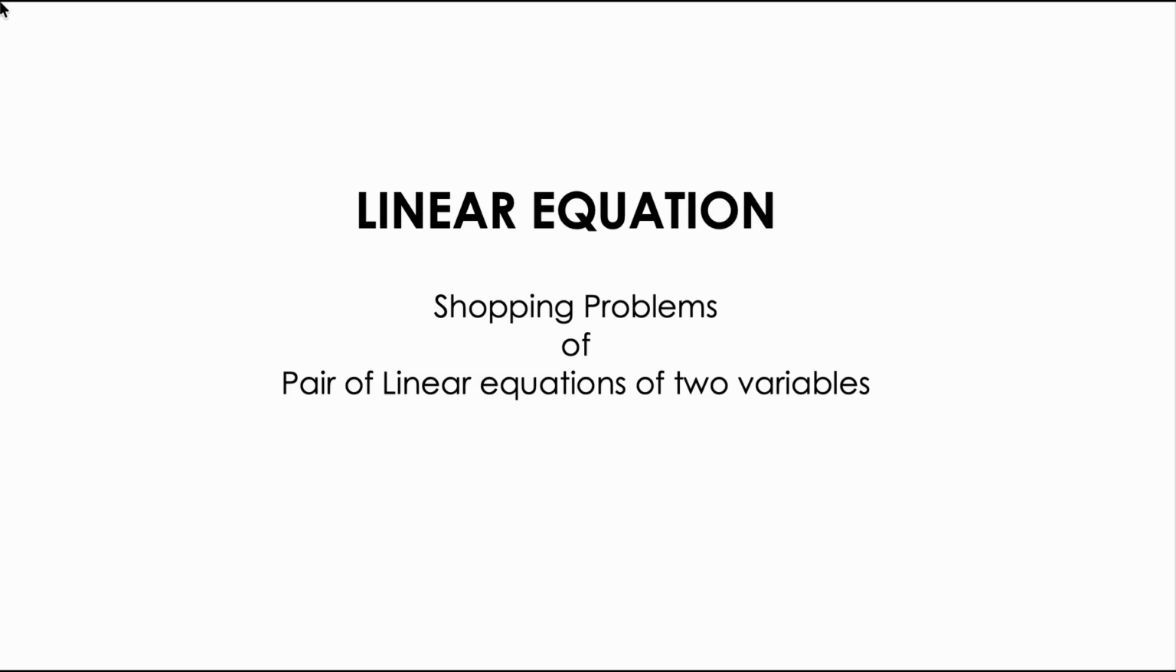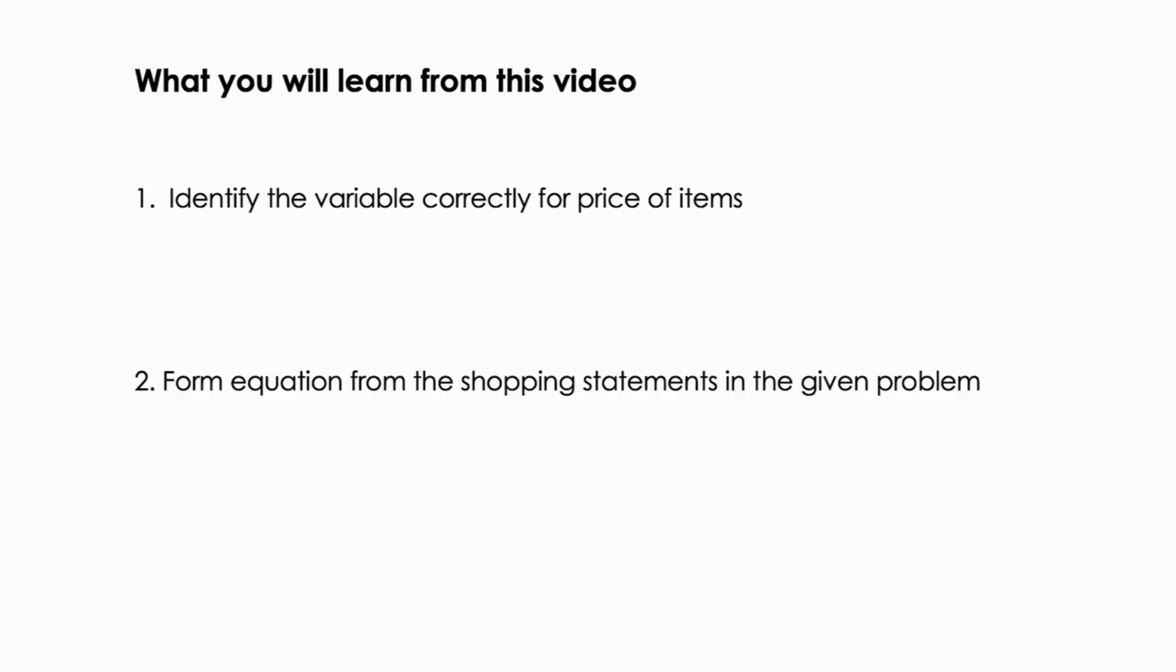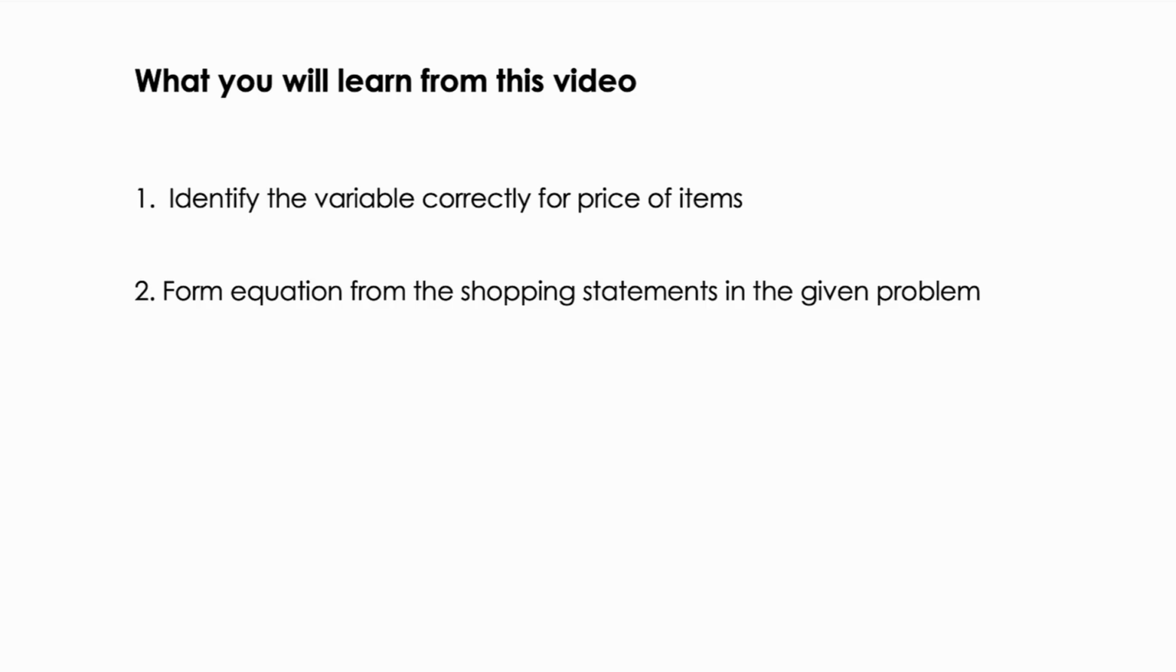So today's topic is about solving linear equation of shopping problems, and this is very important and very common in CBSE exams where we'll be having different real life situations like buying notebook, pens, chocolate, fruits, clothes, grocery, etc. So what you will learn from this video is identify the variable correctly for price of the items. So say for example they will give two commodities and you have to select the variables in such a way that we have to assign the per unit price or price of each of these items in the problem. So that is the first important thing we have to do.